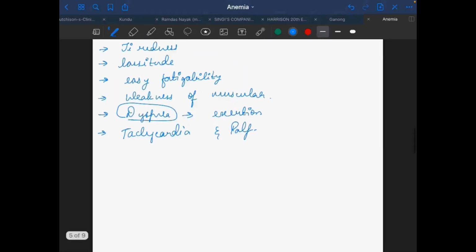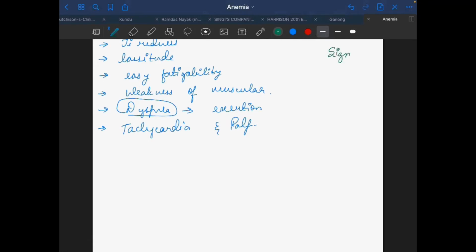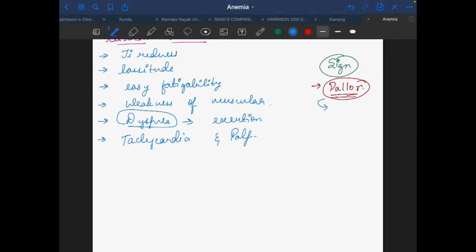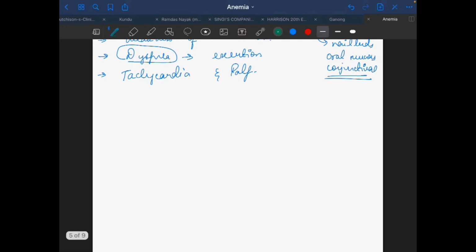So there will be a most important sign in these children. These are the symptoms which we talked about right now. Now, what is the most important sign? That is the pallor. The child will be having pallor. This pallor can be seen in the nail beds, oral mucous membrane and the conjunctiva. These are the sites where the pallor will be visible in the child. There are some other signs like haemic murmurs.